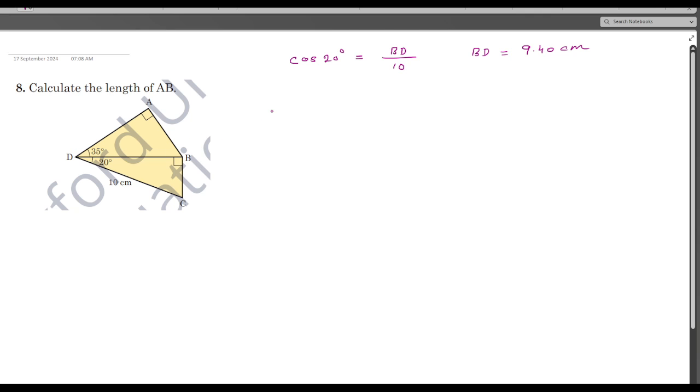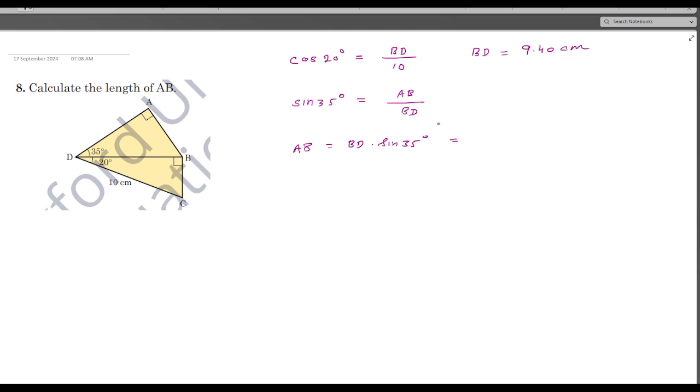Then I have to find AB. So for that, again, I will use a trigonometric relation, which is sine 35. So your sine 35 degrees is your AB divided by your BD. So that gives you AB is equal to BD into sine 35 degrees. So BD, whatever length you got in your calculator, simply multiply that by sine of 35 degrees. So it gives you 5.389, that is 5.39 centimeters.